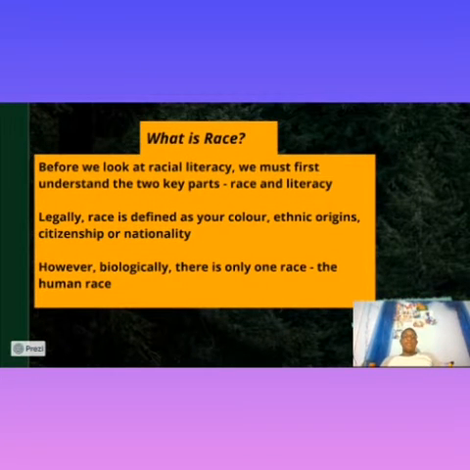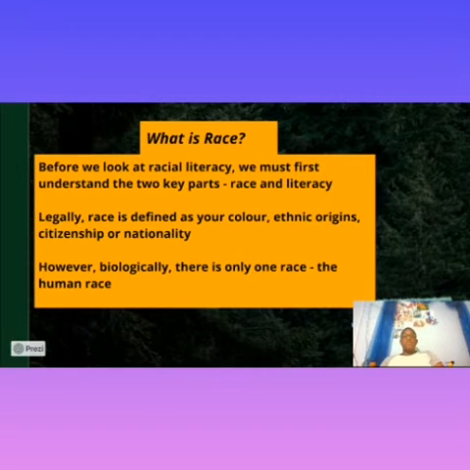What is race? Before we look at racial literacy, we have to first understand the 2 key components, race and literacy. Legally, your race is defined as your skin color, your origins of ethnicity, where you are a citizen, so your citizenship, or your nationality. But none of those are the same. Your ethnic origins can be different to your citizenship, and your nationality can be different to your color. However, biologically, there's only one race, and that's the human race.